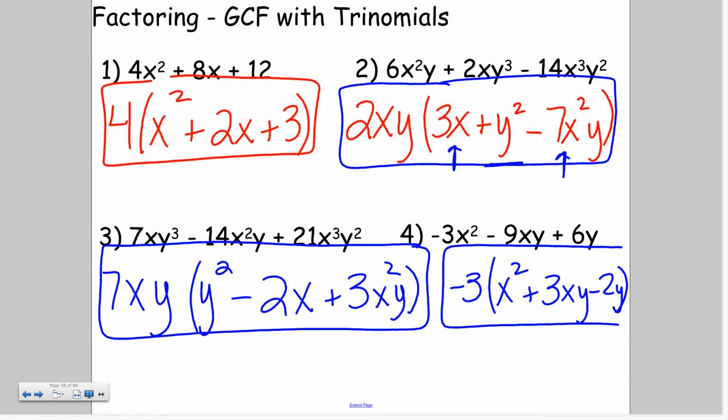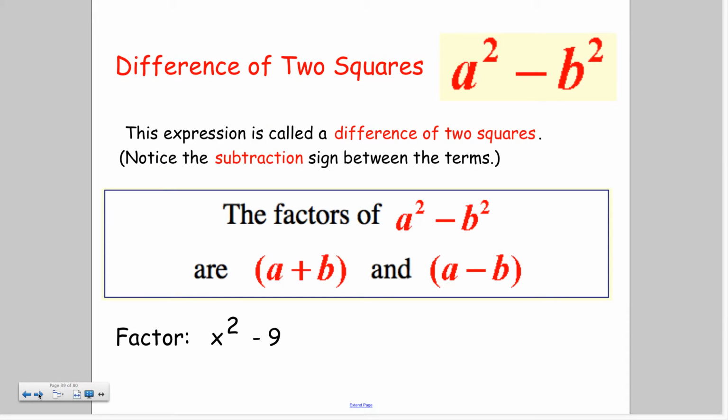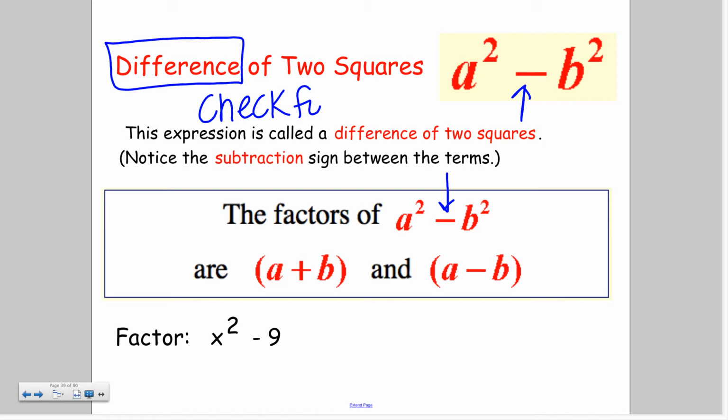Okay? Now, if you look down at the bottom of page 17, the next kind of factoring is called the difference of 2 squares. The key word is difference. That means that I've got to have subtraction. You also have to remember that you always need to check for that greatest common factor. With every kind of factoring we're going to do, always check to see if you have the GCF for everything.